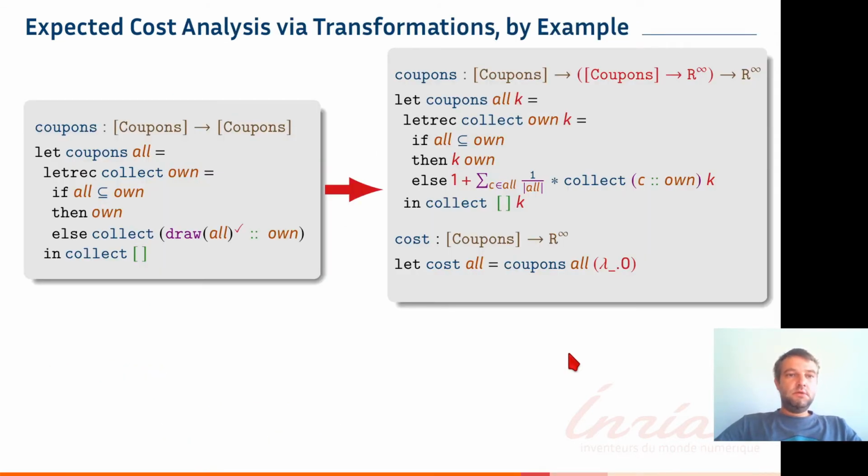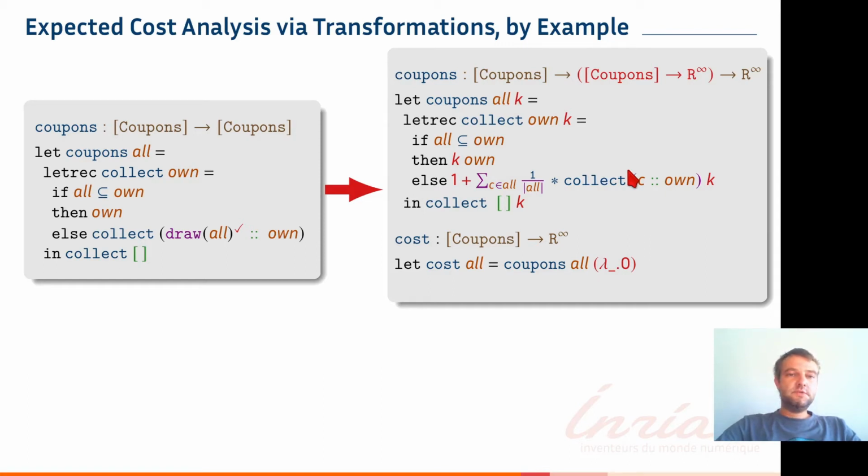So on our coupons example, this transformation results in this function here depicted to the right. It's structurally identical to the original function, just in addition it takes a cost of a continuation k as argument, and the tick and the probabilistic sampling structures are resolved correspondingly.